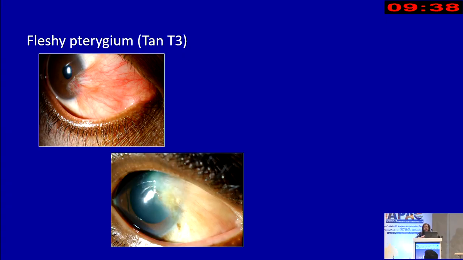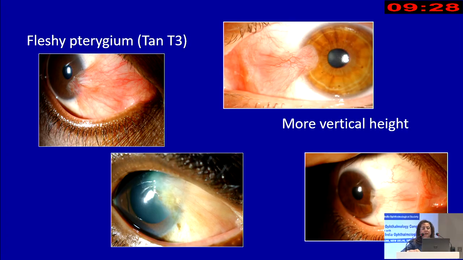But you can have another fleshy pterygium like the lower picture, but this is not an active pterygium, it's not vascularized, so you don't really need to remove that one except for cosmetic reasons or if it's affecting vision. And then the vertical height has also been implicated, but you can have the same vertical height with one which is very fleshy and progressive, and the same vertical height with one which is not active and does not need to be removed. So you have to really use your common sense on which ones to operate on and which ones you don't.